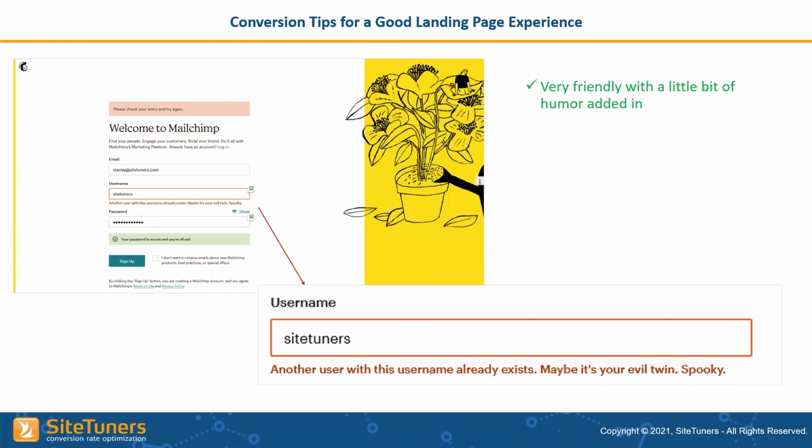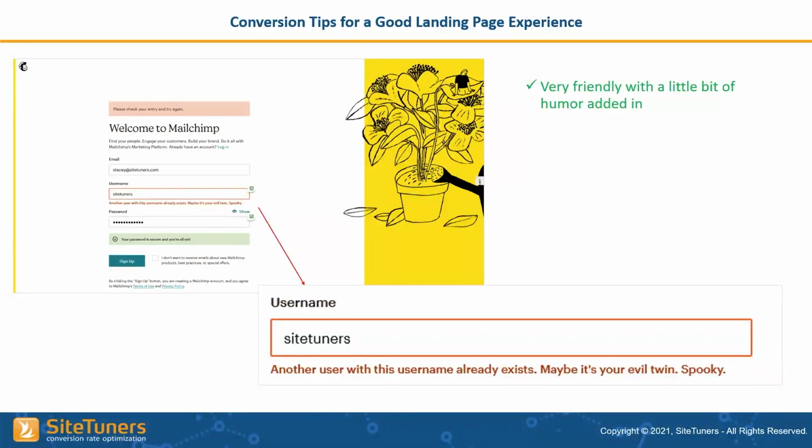I love this one, though. This is from MailChimp, okay? Another user with this username already exists. Maybe it's your evil twin, Spooky. Okay, I know it's a little over the top, but I love that, okay? Because it's going to make me feel good about the error message versus, this is a required field, which, if you have a site that turns red and all these fields come up, you're basically saying to people, hey, you are too stupid to be our client, right? So don't do that.